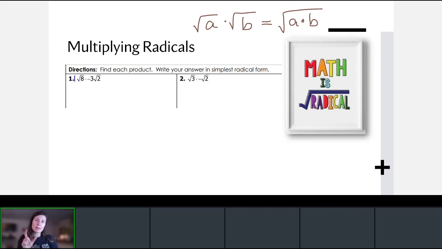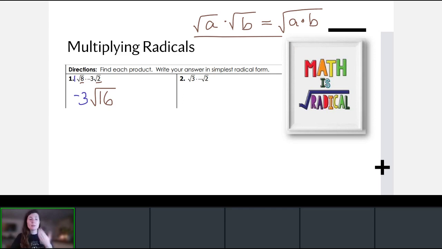The values that are outside of the root are going to get multiplied together. So 1 times that -3. Then the values that are under our root get multiplied together as well, using this rule up here. So we have the square root of 8 times the square root of 2. 8 times 2 gives us the square root of 16.